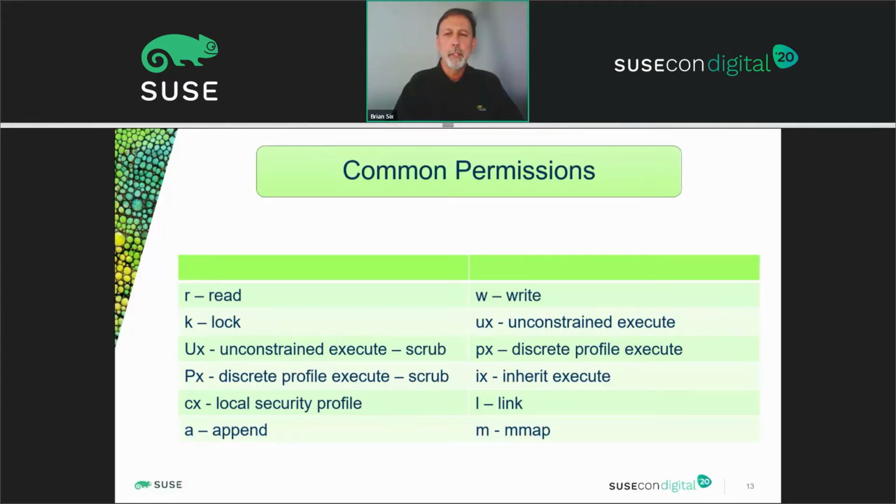And so here are some of the permissions that will be used inside of the AppArmor profile. You'll see r for read or w for write. You'll see k for lock. You'll see l for link and m for memory mapping. And then on the right-hand side, you'll see ux, px, maybe even ix for different ways of executing and performing certain operations from within the profile.